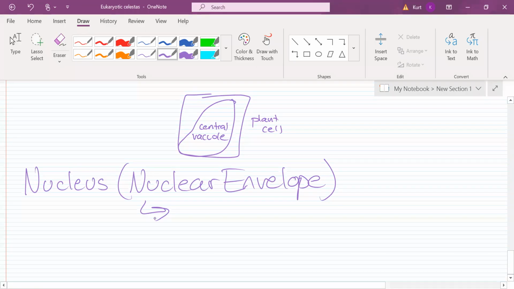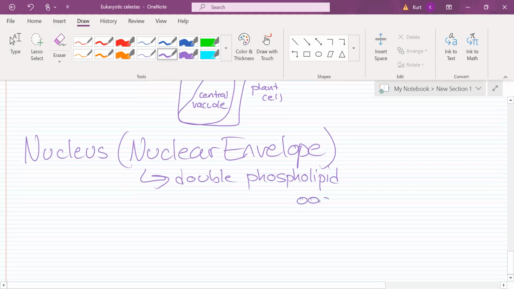Okay, let's finish this off. The nuclear envelope is a double phospholipid bilayer. Sometimes this is a little hard to understand, so I'm going to draw it for you guys. How many phospholipid layers do I have right there? One, not half. That's what I said. How many phospholipid layers? That's one.